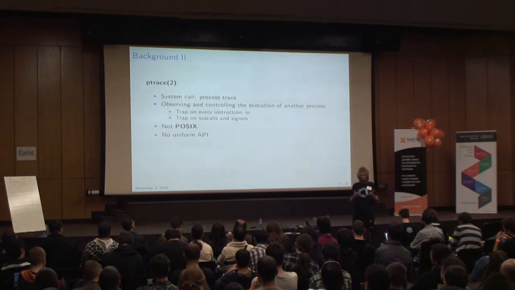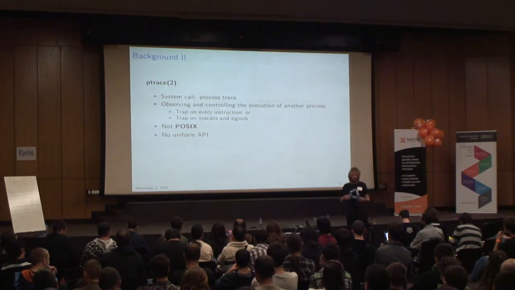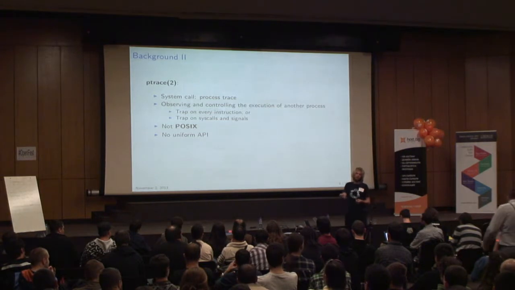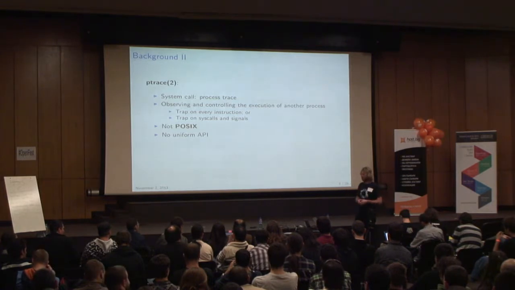And with ptrace, there's basically two ways to debug processes. You can either trap on every instruction, which is every assembly instruction executed, which is quite slow because every time you're debugging a process, the kernel has to stop the process. It will tell you, hey, it executed one instruction, and then you can do whatever you want with the process, and then you can let it continue to the next instruction.